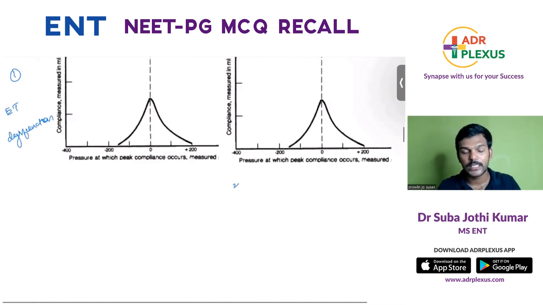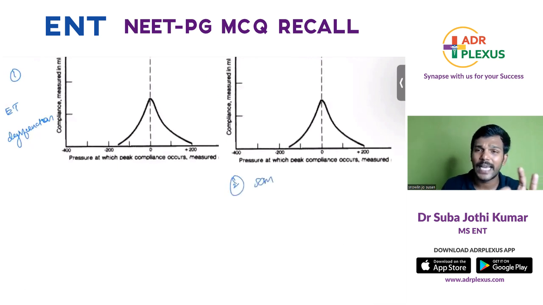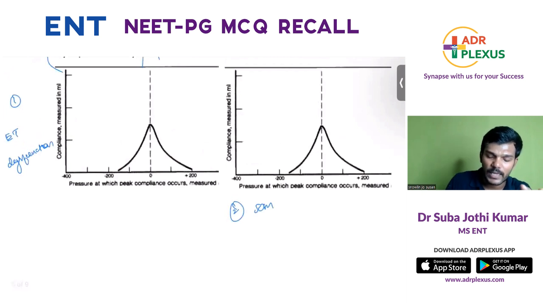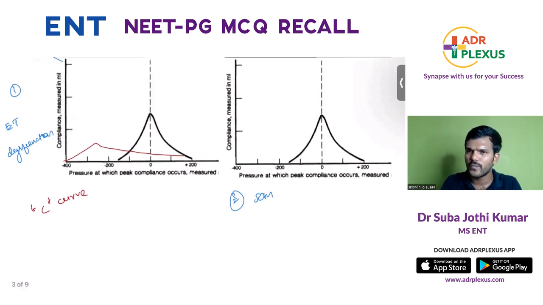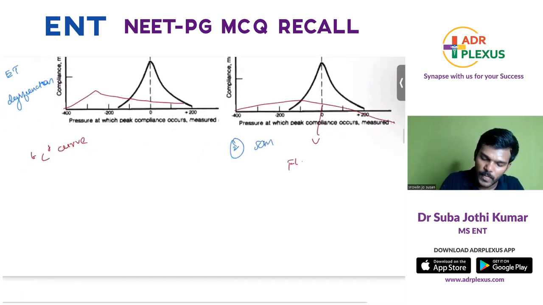So if there is eustachian tube dysfunction, there is negative pressure inside the middle ear. If there is negative pressure inside the middle ear, you call it a C curve. So in the earlier part of this, you will have a C curve in tympanometry. Then there will be a fluid-filled middle ear, so it will be a flat curve, that is the B curve.